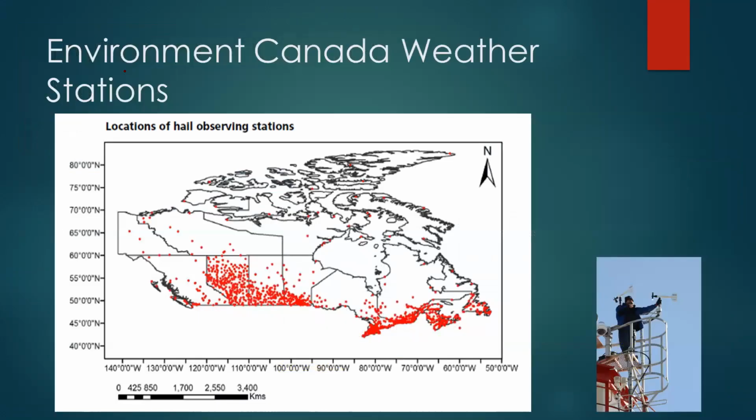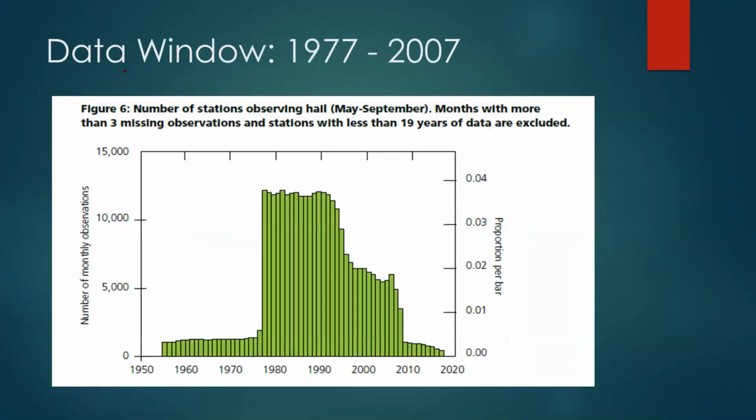So let's go back to the actual hail climatology. This particular study was based upon Environment Canada weather stations, and this is just a plot of the locations of Environment Canada stations that have observed hail and that were used in this particular study. We have a data window to work with.